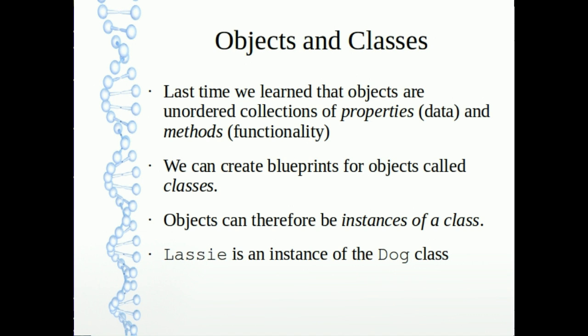We've also learned that we can create blueprints for objects called classes, and that objects can therefore be instances of a class. And when an object is created as an instance of a class, it is said to have been instantiated. An example of objects and classes: Lassie is an instance of the dog class. There are many dogs, but there is only one Lassie, and this is the correct relationship between objects and classes.